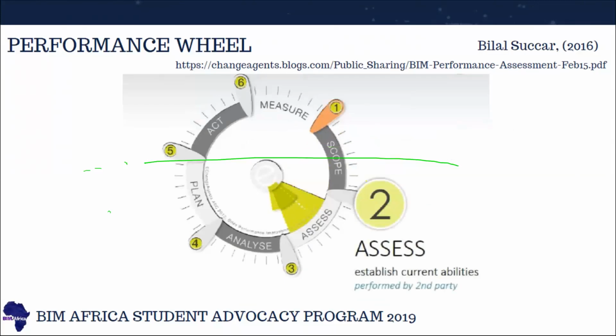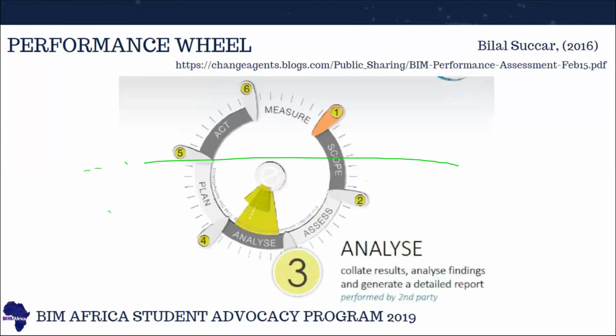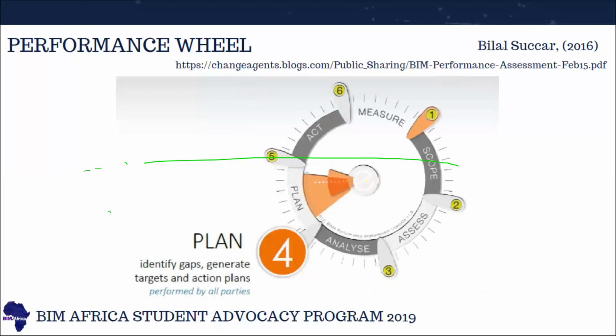Your next step is to establish current abilities to see what you have in your organization. You assess, and then you analyze the results of what you have. And then you'll be able to develop a report on what you have in your organization. And then you plan. You say, okay, my organization is at level 1 here, level 2 there, level 1 here, level 2 here. So these are the gaps that we need to complete.